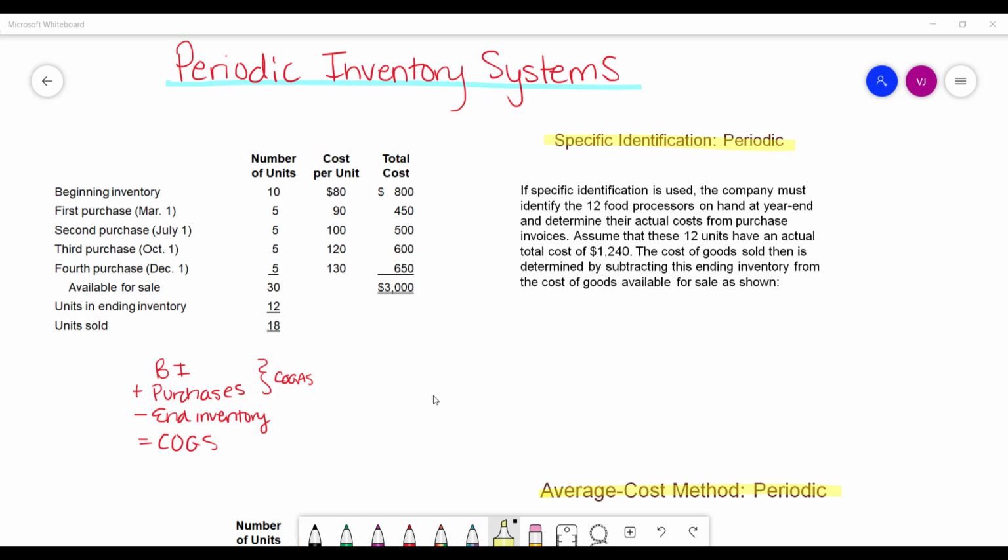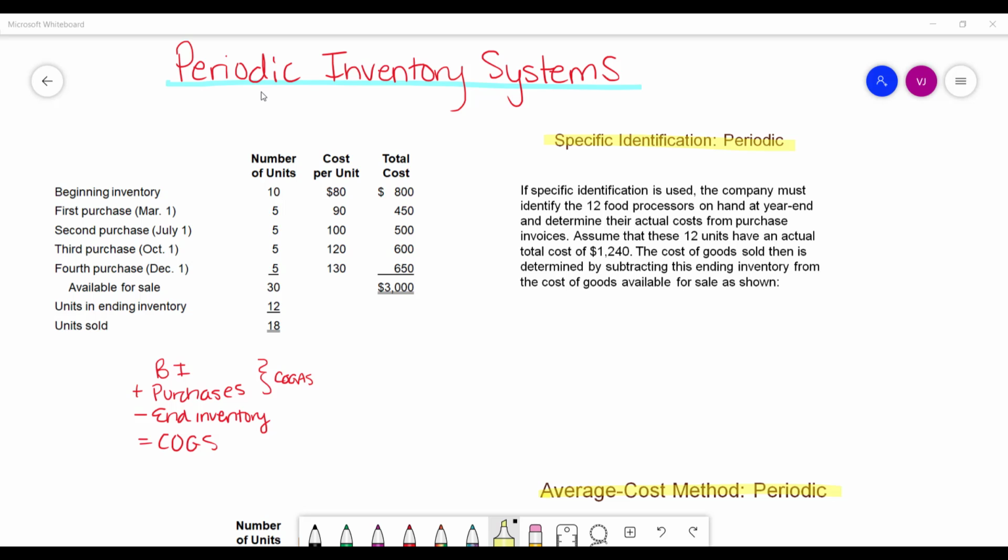Well, remember, one of the main ways that a periodic system differs from a perpetual system is that with the periodic system, we're not updating inventory and cost of goods sold throughout the year. Instead, we wait until the very end of the year to count inventory to figure out what the ending inventory is, and then we use that figure to actually compute our cost of goods sold for the year. Now that's different from a perpetual system where every time you make a sale, you also record the cost of the sale. So under a perpetual system, we're constantly updating cost of goods sold and inventory.